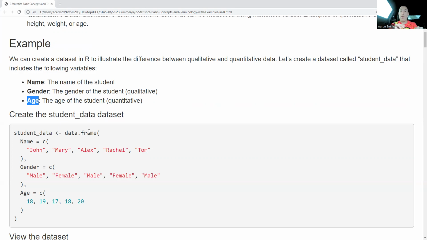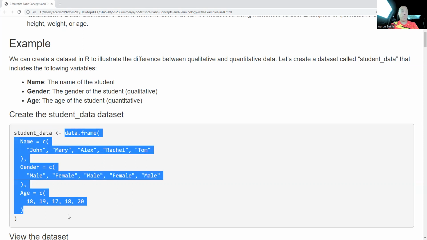All right, and now to be able to build a data set, this is how I can manually build a data set in R. I'm going to use the data.frame function. So here is where it opens, here's where it closes. This arrow here says that I'm assigning student data to be the data frame that I produce over here.